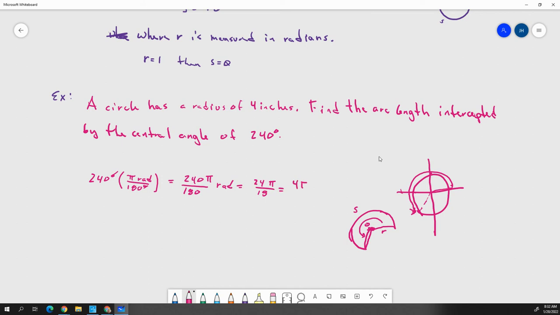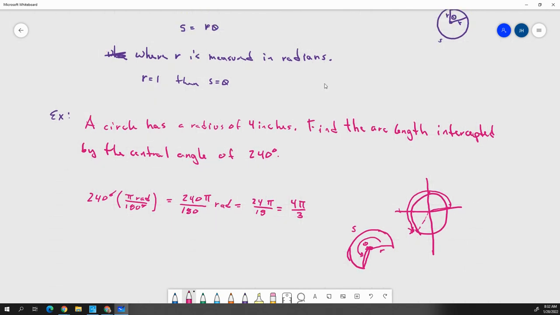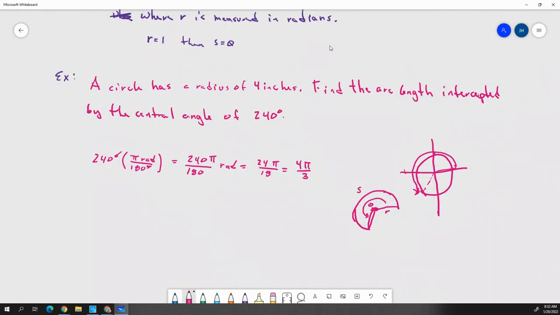So I wind up with 4 pi over 3, right? Now we're going to use that in this formula, S equals R times theta. And S right now is what we're trying to figure out. We're trying to figure out what this arc length is. And we know what our theta is. Our theta is 4 pi over 3, because that's our central angle, and our central angle is our theta. So we know that, and we know that our radius is 4 inches.